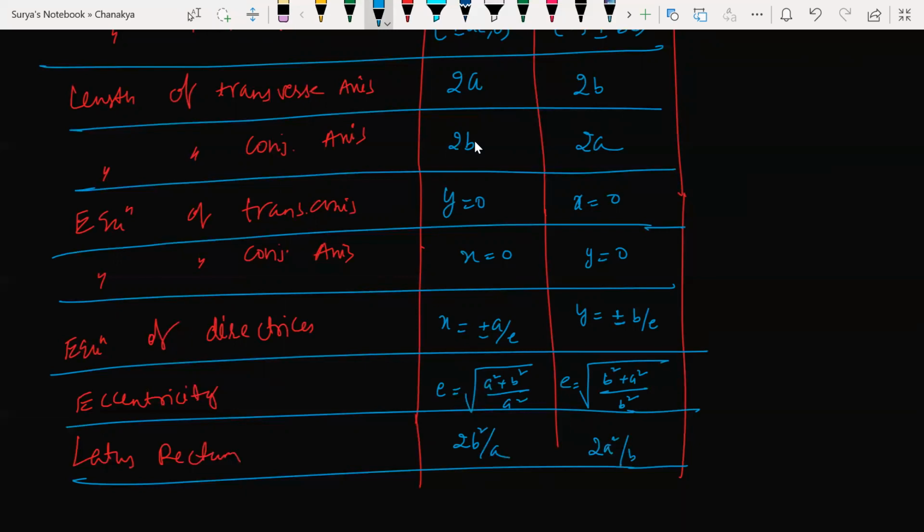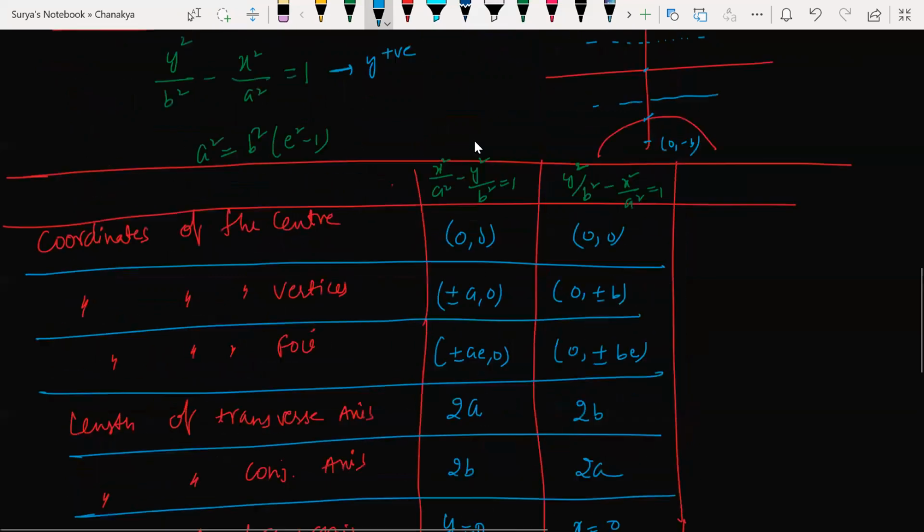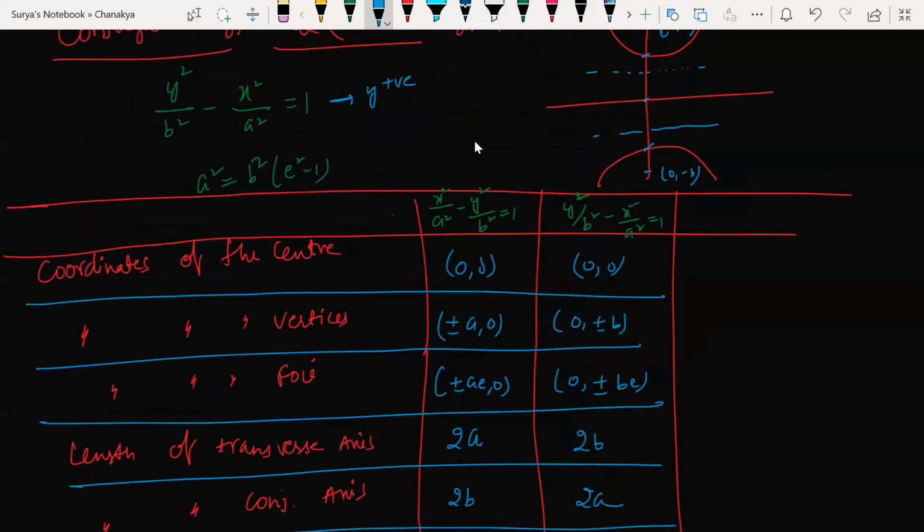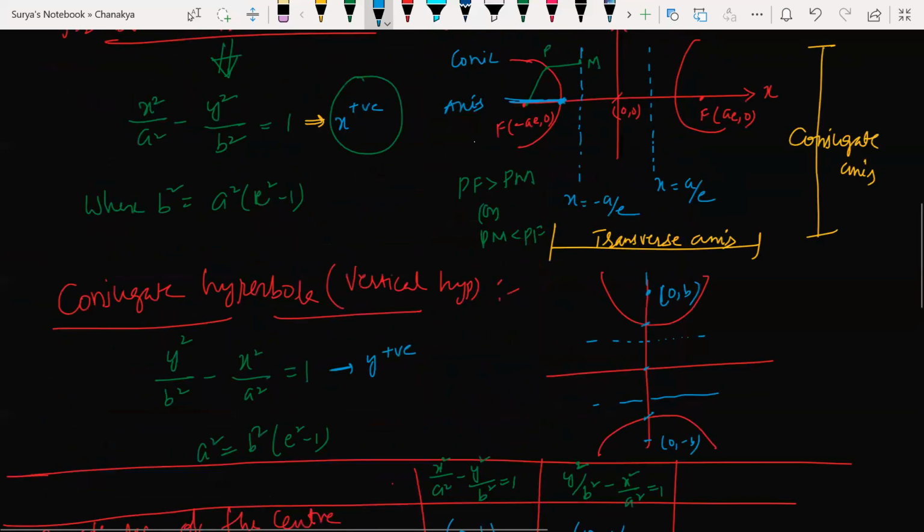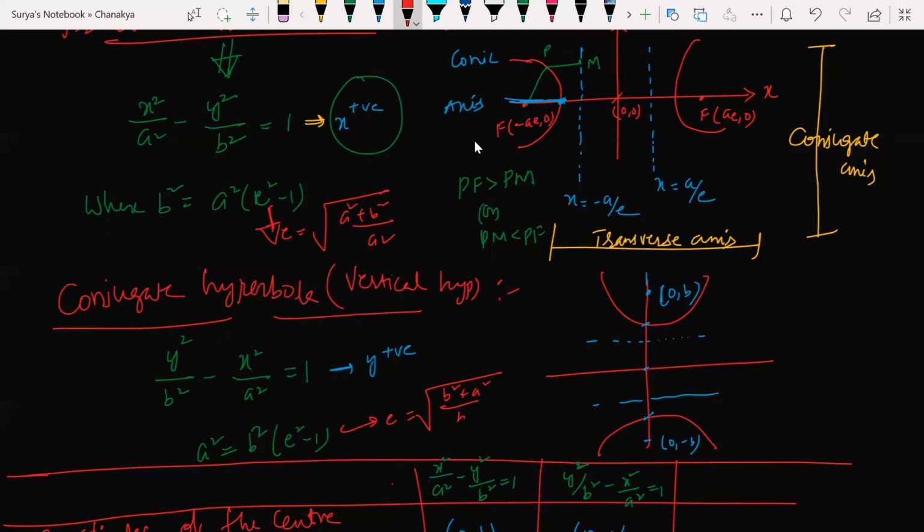Here is the eccentricity for the vertical and horizontal hyperbola. How can I get this? If I solve for the eccentricity value, I will get square root of a square plus b square by a square. From this I'll get the eccentricity value as square root of a square plus b square by b square. Eccentricity will be like this.